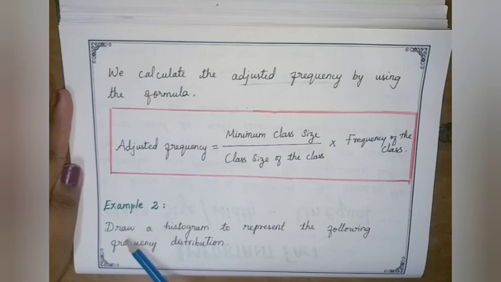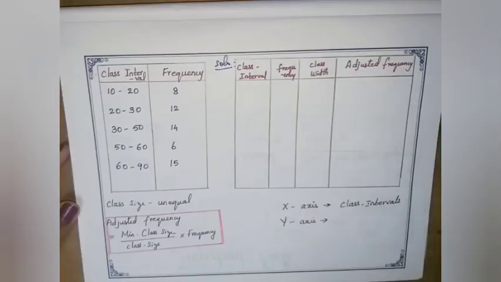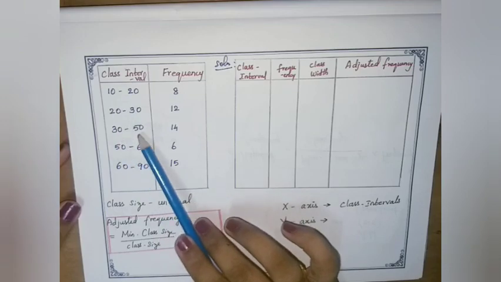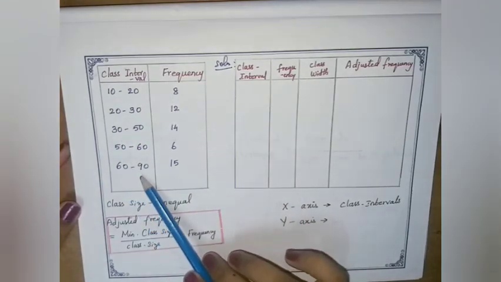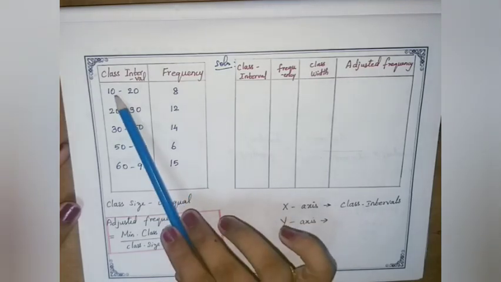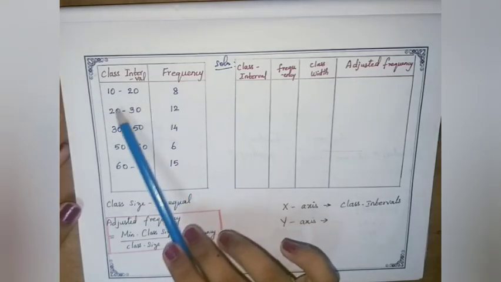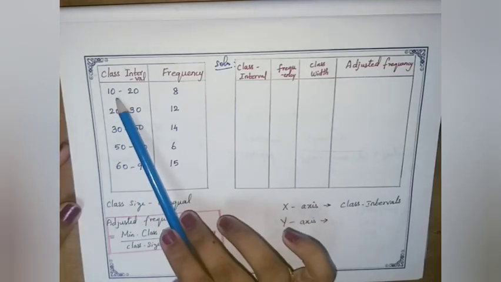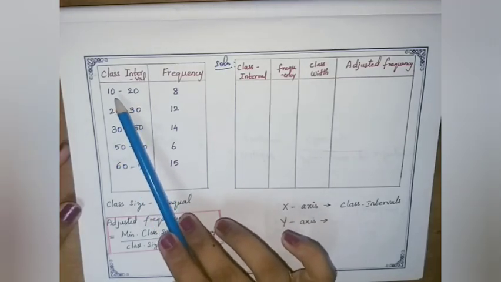Example: draw a histogram to represent the following frequency distribution. The class intervals are 10 to 20, 20 to 30, 30 to 50, 50 to 60, 60 to 90. The respective frequencies are given. If you see the class intervals, they are continuous. Whereas if you see the class width or the class size, it is not equal.